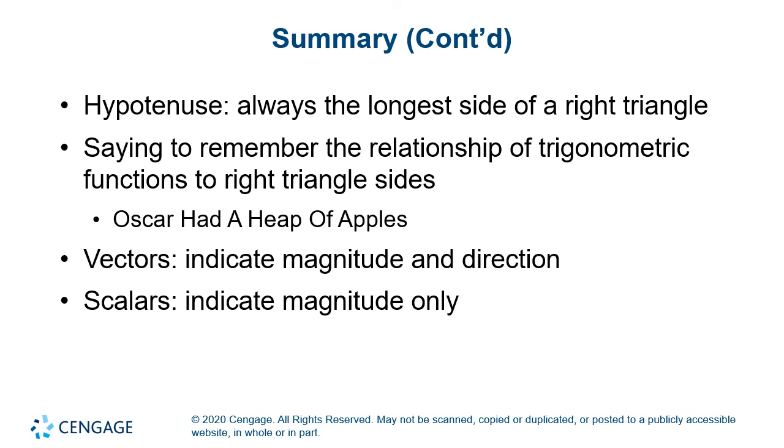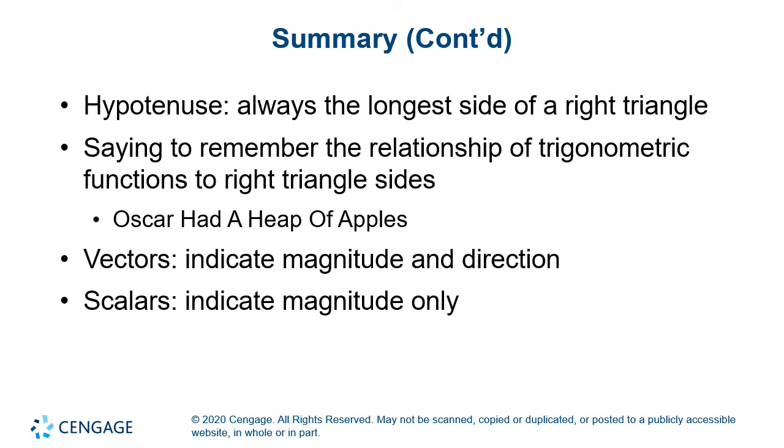The hypotenuse is only defined for right triangles. It's always going to be the longest side, and it's the side opposite the 90-degree angle. Keep in mind, whenever we look at our trig functions, one is only associated with right triangles. And again, some mnemonic devices like Oscar had a heap of apples or Oliver had a heap of apples. Whichever one sticks in your brain, feel free to use.